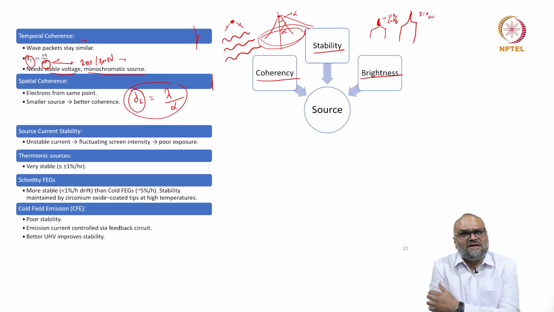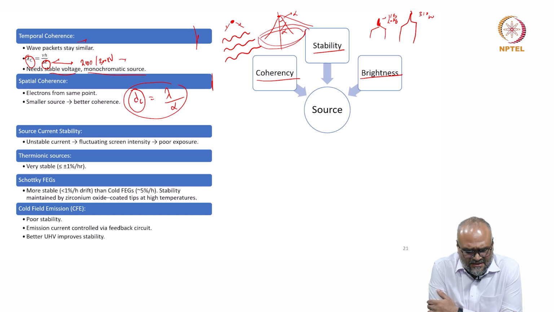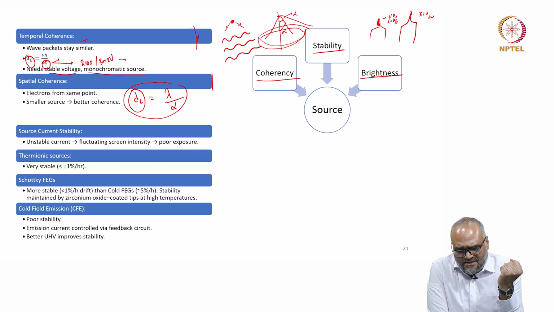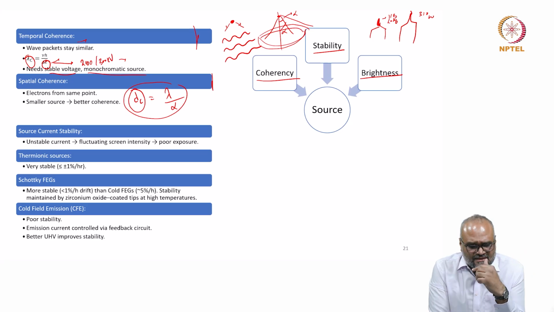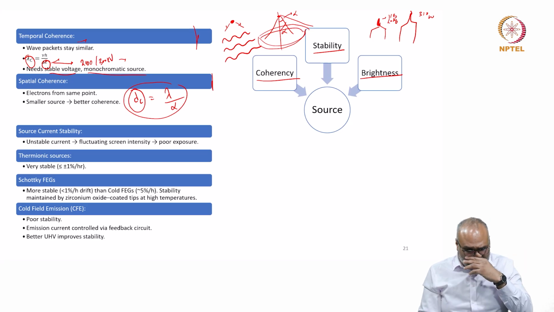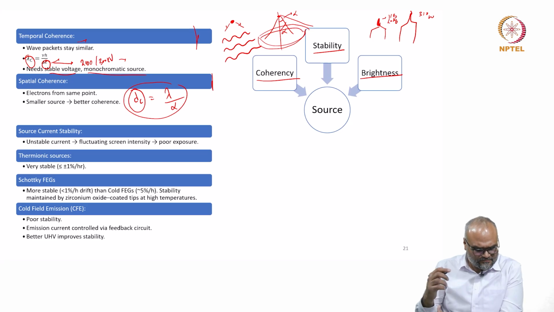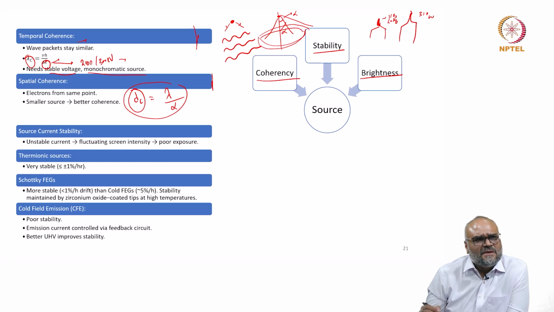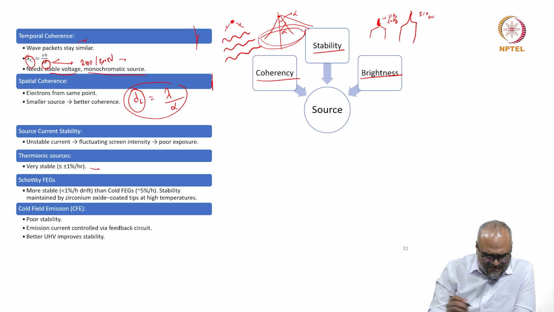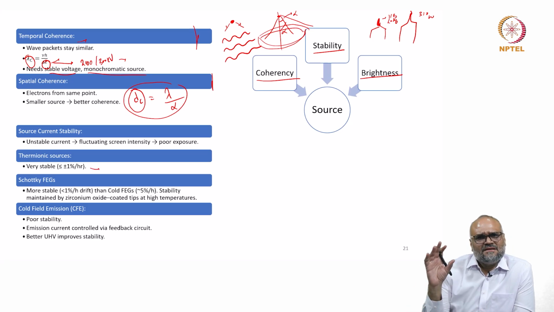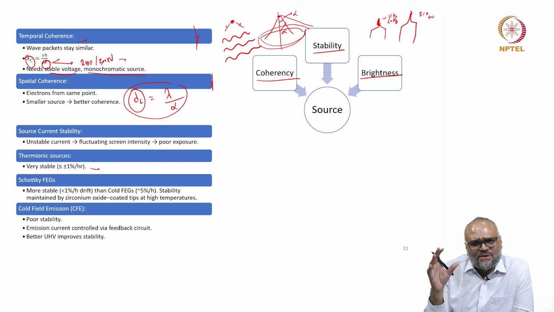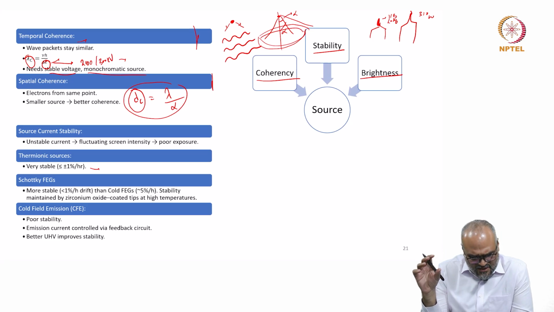You might spend a lot of time on preparing a very good specimen, but if your source is not stable, especially if you're doing imaging on a sensitive material like a biological sample, you might have issues where your sample might be damaged, or the area of your interest might be lost, or there could be various effects. So if I look at thermionic sources, they are extremely stable with more or less 1% fluctuation in the emission current over a period of 1 hour.